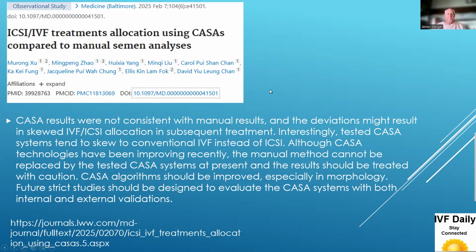And they write, although the CASA technologies have been improving recently, the manual method cannot be replaced by the tested CASA systems at present, and the results should be treated with caution. CASA algorithms should be improved, especially in morphology, and future strict studies should be designed to evaluate the CASA systems with both internal and external validations.